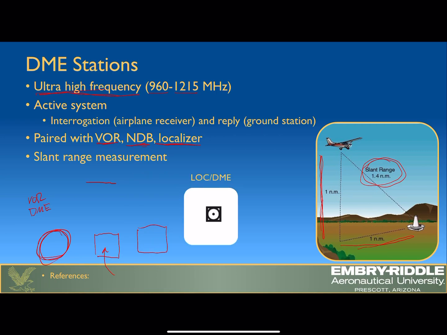And then next we have a localizer with a DME. The localizer, similar technology, you could say, to a VOR, but this is what's helping us land on a runway. So these are associated with runways, giving you direction to line up with the landing end of the runway. And then that's associated with DME, distance measuring equipment. So when you see a circle with a dot in the center and a box around it, that is a localizer with DME.